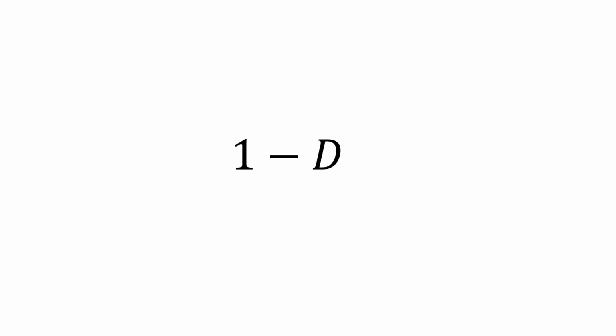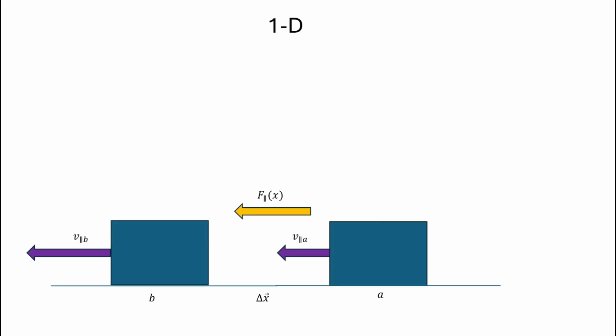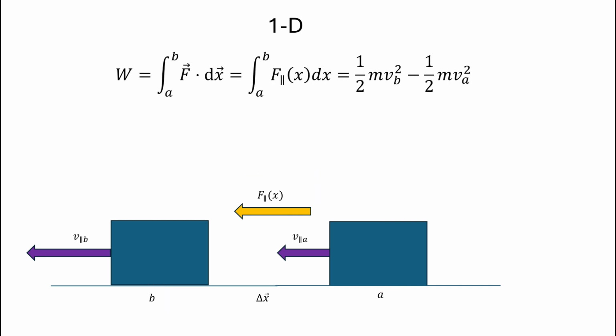Okay, so we're going to start out in 1D, and then later I'll show you how to do it in 3D. I have a box that starts at A with some velocity, and it moves to the left, and when it's at B, it has some different velocity. The reason is that some force is acting on it. In other words, this force has done work on this object, and that work has created a difference in kinetic energy, which ends up meaning a difference in speed.